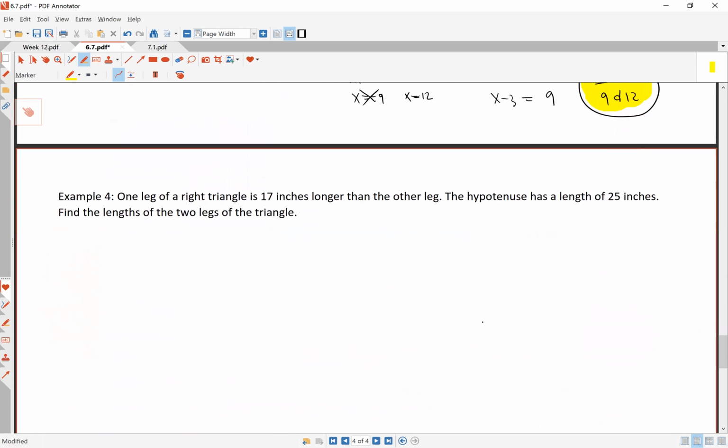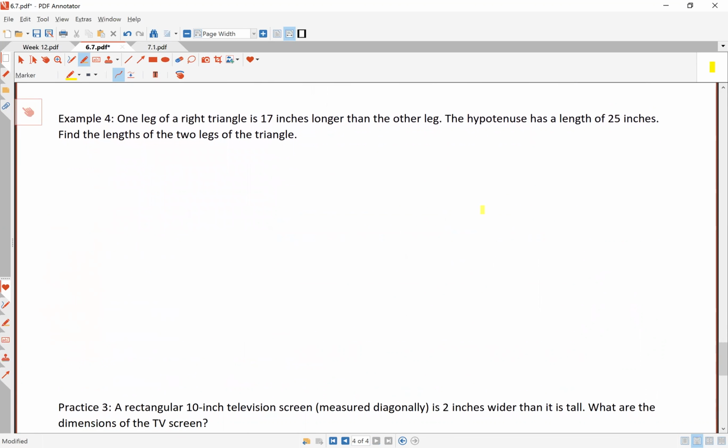All right, example 4. One leg of a right triangle is 17 inches longer than the other leg. The hypotenuse is 25. Now we've got some big numbers. Find the lengths of the two legs.